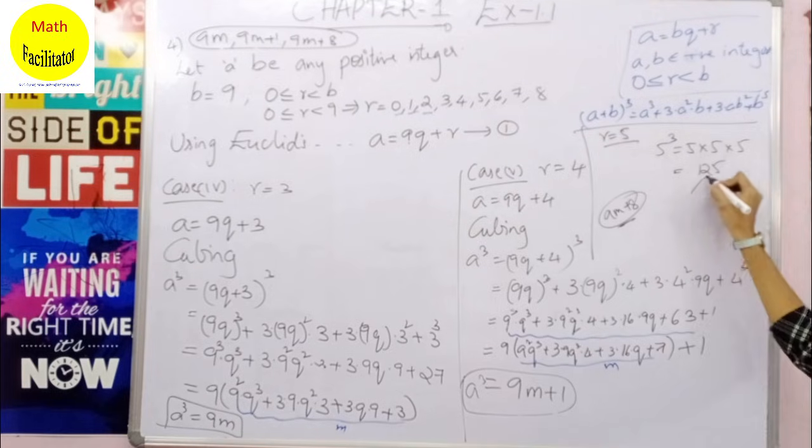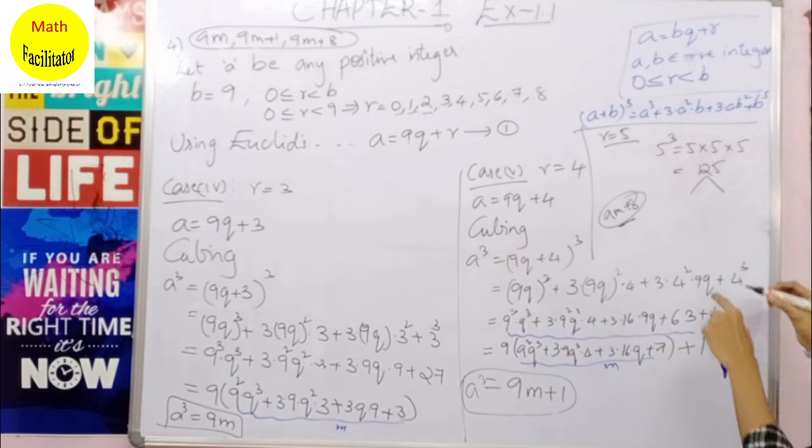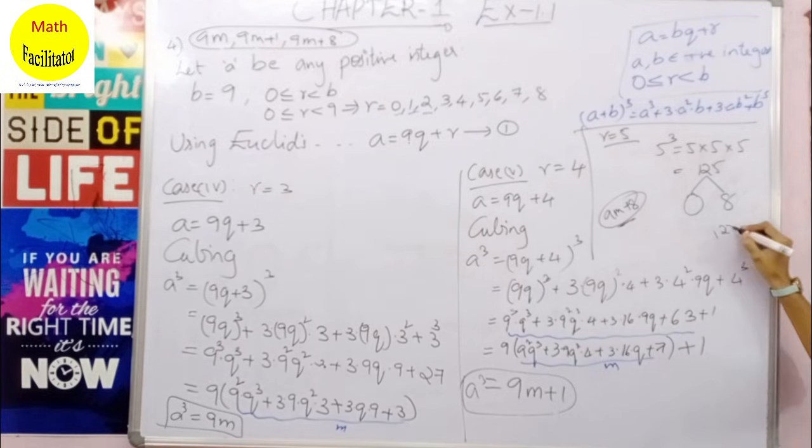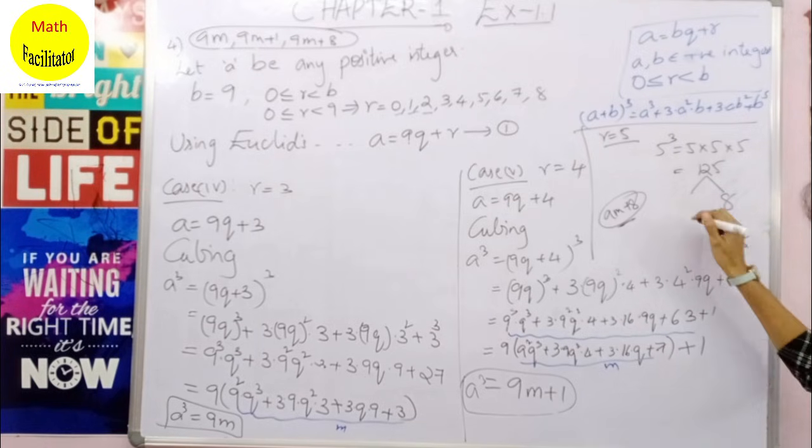This 125, how will you split? You have to split it as something plus 8. Why? Because you want 8 in the answer. So simply you subtract 125 minus 8. So how much will you get? It is nothing but 117. So you will split it as 117 plus 8.